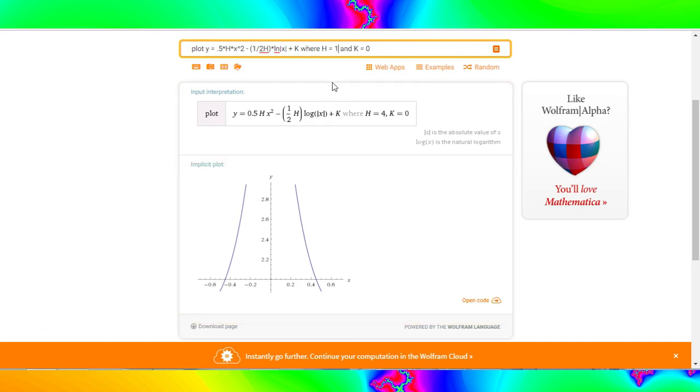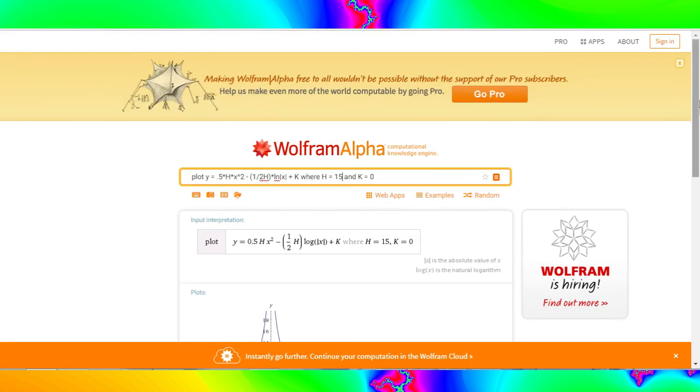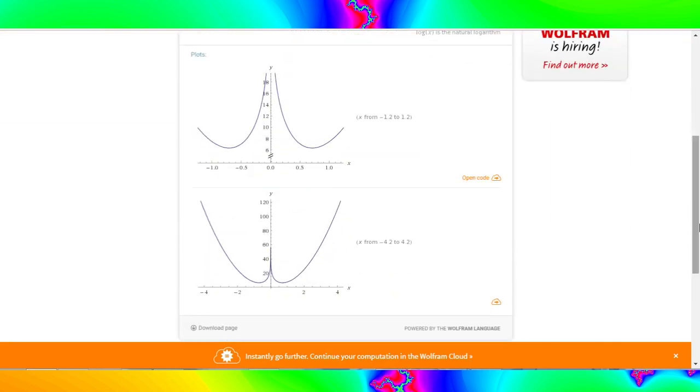And if we increase h all the way up to, let's say, 15, now it's actually much higher up. You see here it has to change the scale and everything, because whereas before it only went up to about 2 or 3 up here, now it's at 18, and the shape of it still looks similar to what it was when we were dealing with h equals 1.